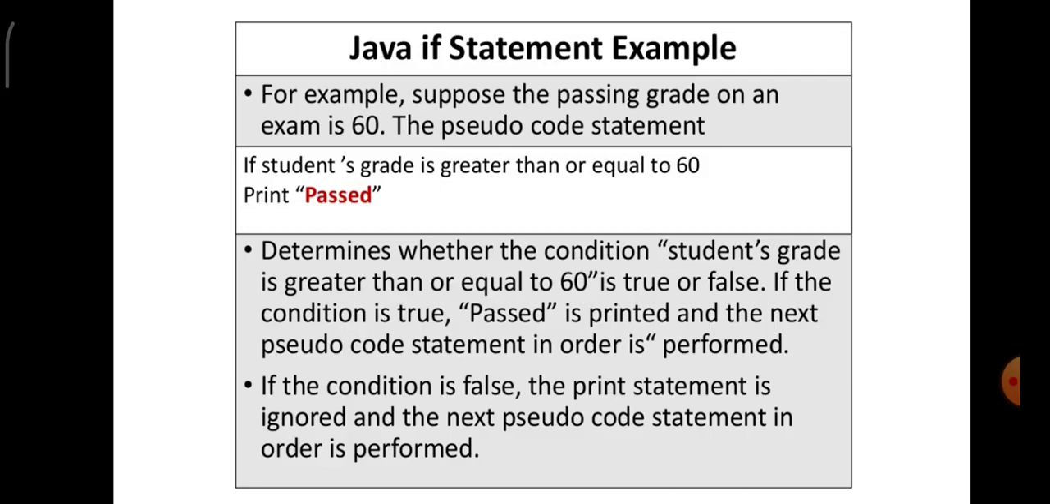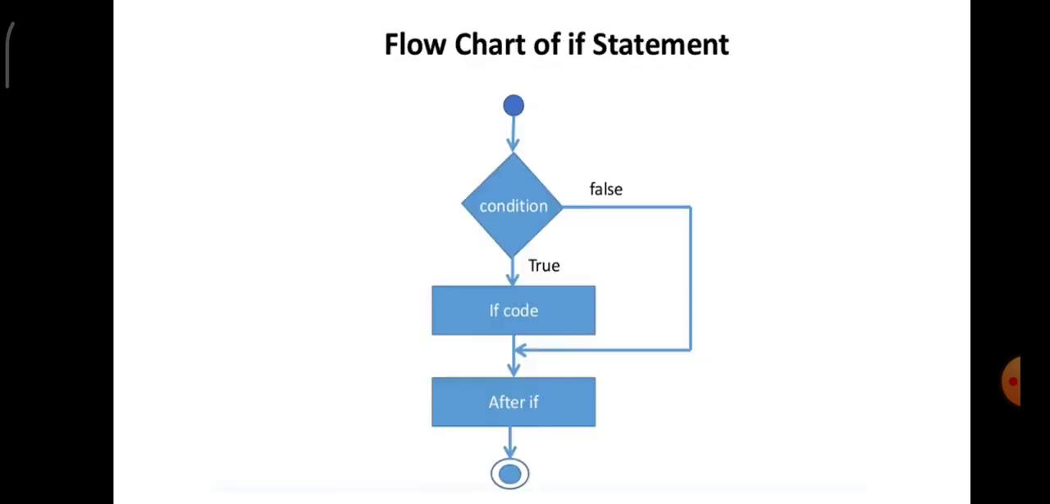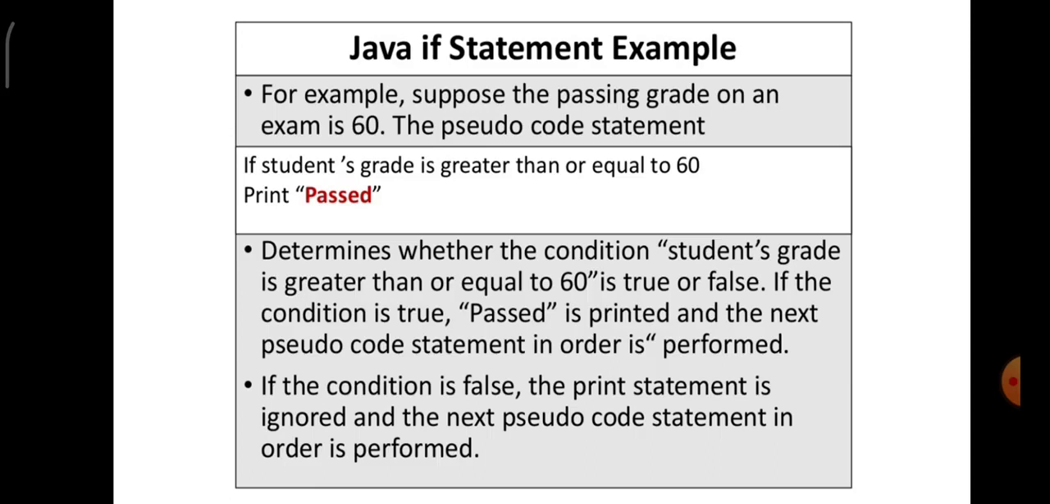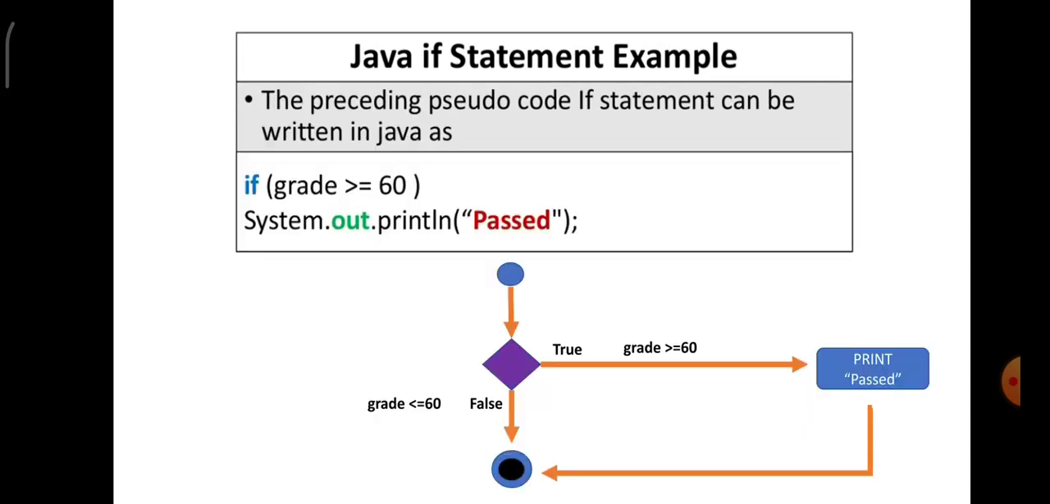If the condition is true, passed is printed and the next pseudocode statement in order is performed. If the condition is false, the print statement is ignored and the next pseudocode statement in order is performed. That is, if you have already seen here, if the condition is true, then passed will be printed, otherwise the next statement in else will be printed here.